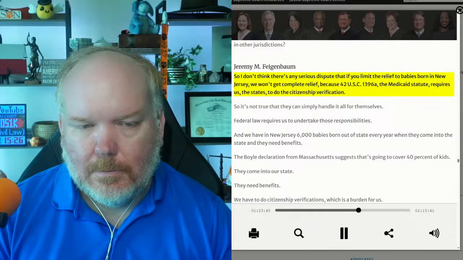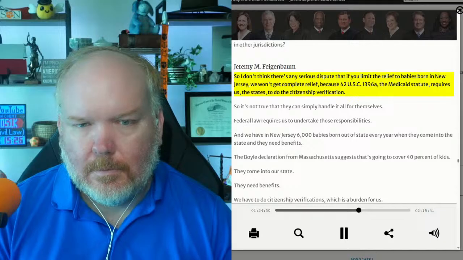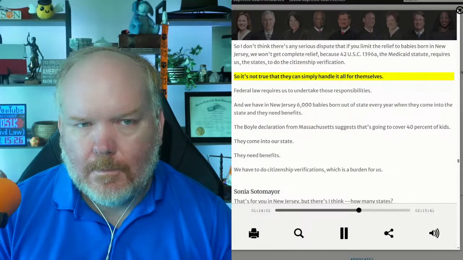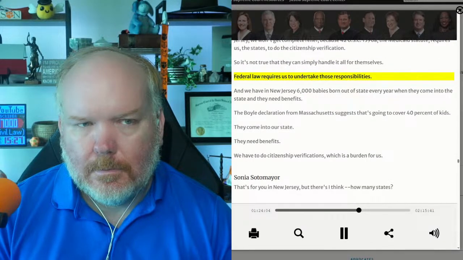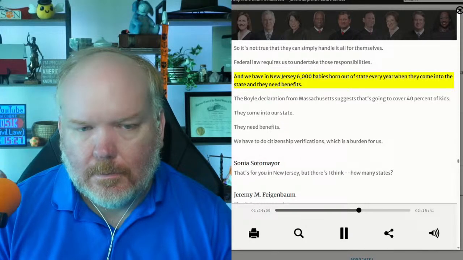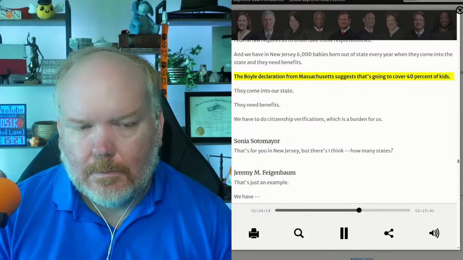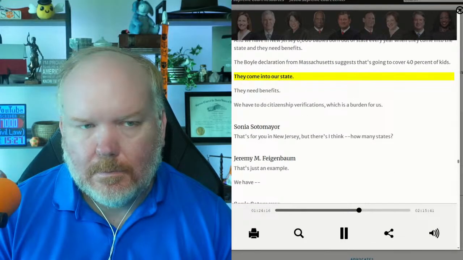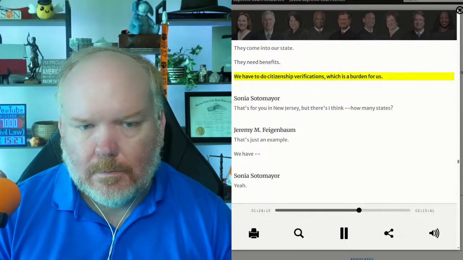So I don't think there's any serious dispute that if you limit the relief to babies born in New Jersey, we won't get complete relief, because 42 U.S.C. 1396a, the Medicaid statute, requires us, the states, to do the citizenship verification. So it's not true that they can simply handle it all for themselves. Federal law requires us to undertake those responsibilities. And we have, in New Jersey, 6,000 babies born out of state every year. When they come into the state and they need benefits, the Boyle Declaration from Massachusetts suggests that's going to cover 40% of kids. They come into our state, they need benefits. We have to do citizenship verifications, which is a burden for us.